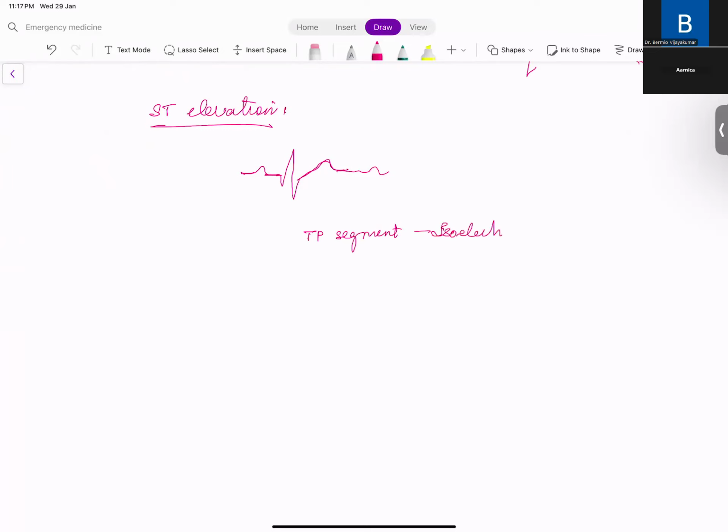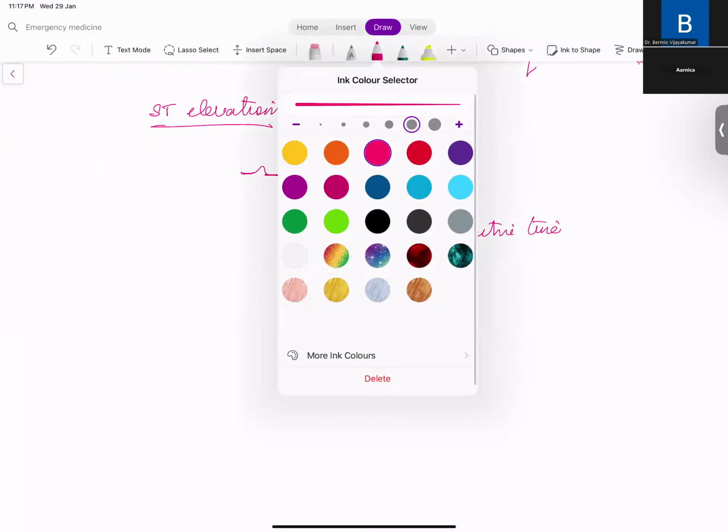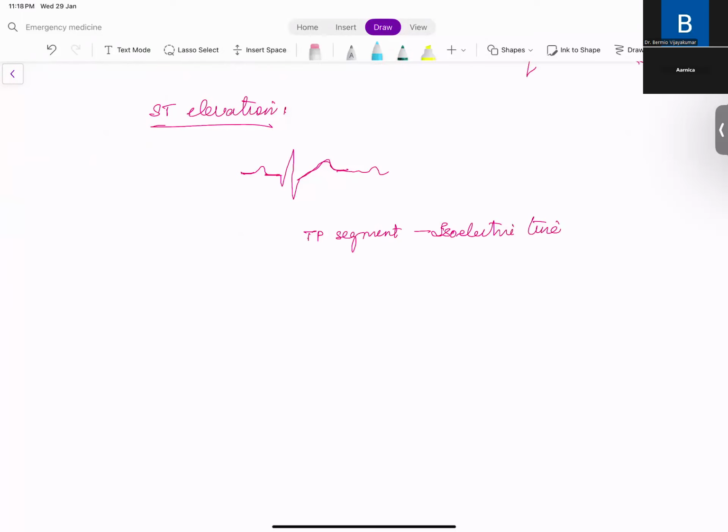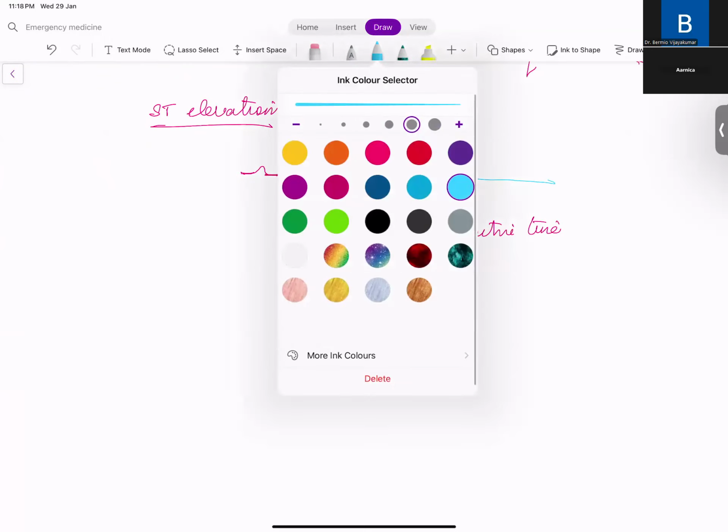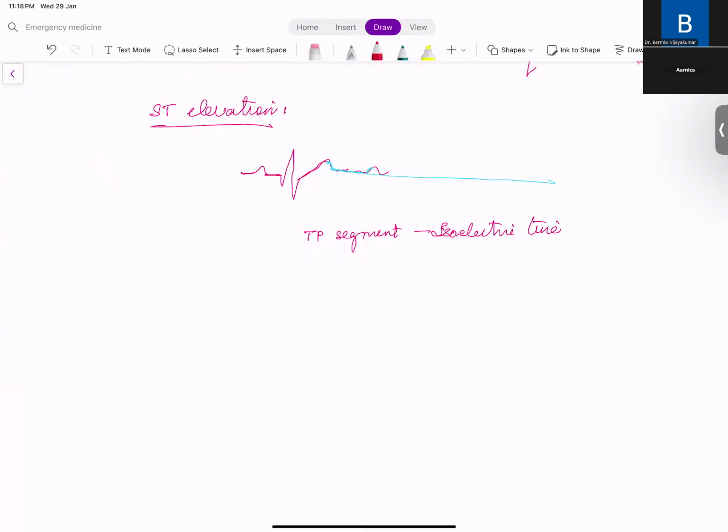I'll draw the diagram now. TP segment is called the isoelectric line. I'll change the color so that you can follow. I'll draw the TP segment with the blue color. See, this is the T wave. The T wave is ending. The next P wave begins here. So the line joining the T wave and the next P wave is called the TP segment. Okay, so I have drawn a line, that is the TP segment. It's called an isoelectric line. So with the red, I'll draw the next ECG wave. So the P wave is here. The QRS complex is here. Next, the ST segment comes here like this.